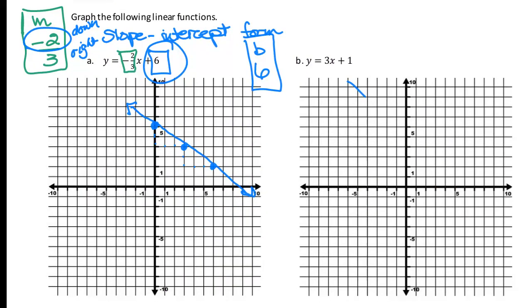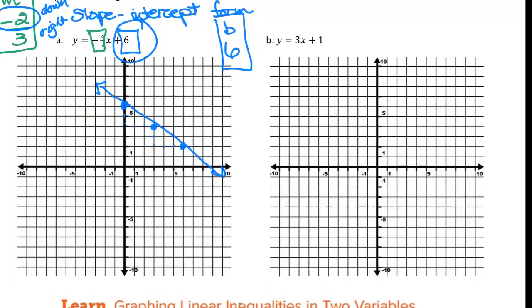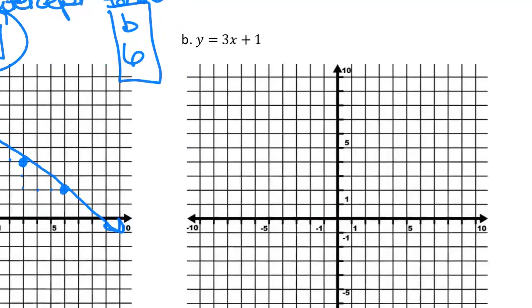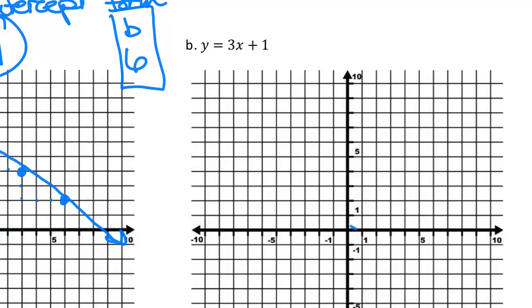I want you to try letter B. See if you can do that one on your own. Y equals 3x plus 1. Miss Dee, wait a minute. What about, it's not a fraction. How can I make 3 put it over a 1? Yes, put it over a 1. Okay? So take just a couple of minutes, see what you can do to graph that equation.